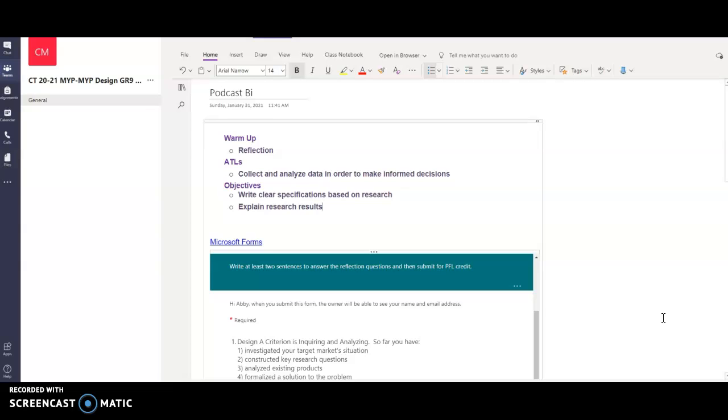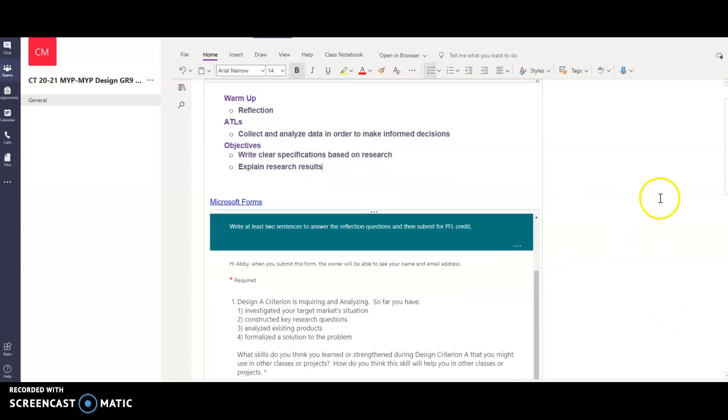Don't worry about big vocabulary words. If you don't understand the word in your specifications, it is probably not the place to use it. Okay, so now you know that you need to do this little Microsoft form, and your next video will talk you through the rest of the formative.